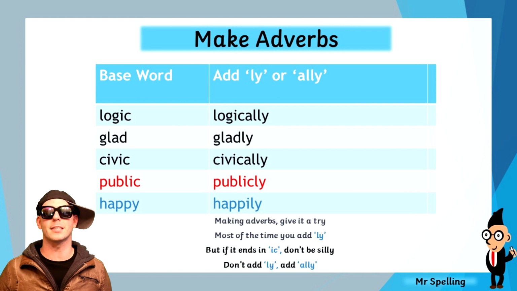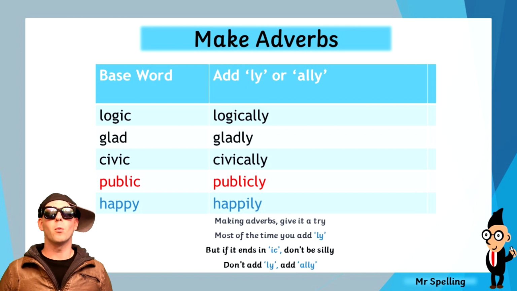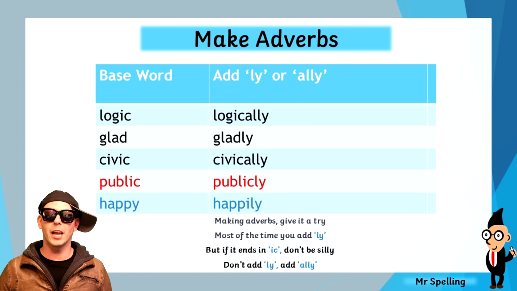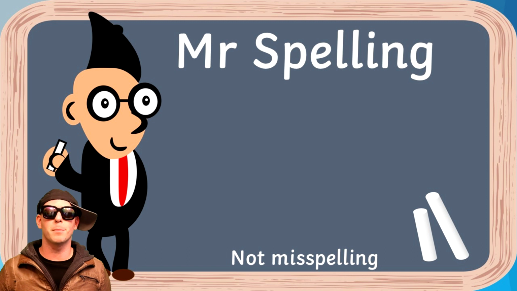It's the only exception, and public becomes publicly just with the ly. And the final word is happy. Now, I haven't taught this spelling rule yet. I'm going to do a video about it later, but it's one of the words where you need to change the y to an i and add ly, and happy becomes happily, H-A-P-P-I-L-Y.